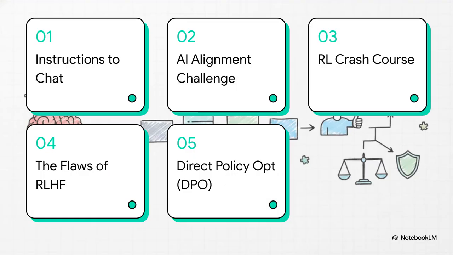So here's our roadmap for today. First up, the jump from instructions to conversations. Then we'll hit the AI alignment challenge, do a super quick crash course in reinforcement learning, look at the flaws of RLHF, and wrap up with direct policy optimization.